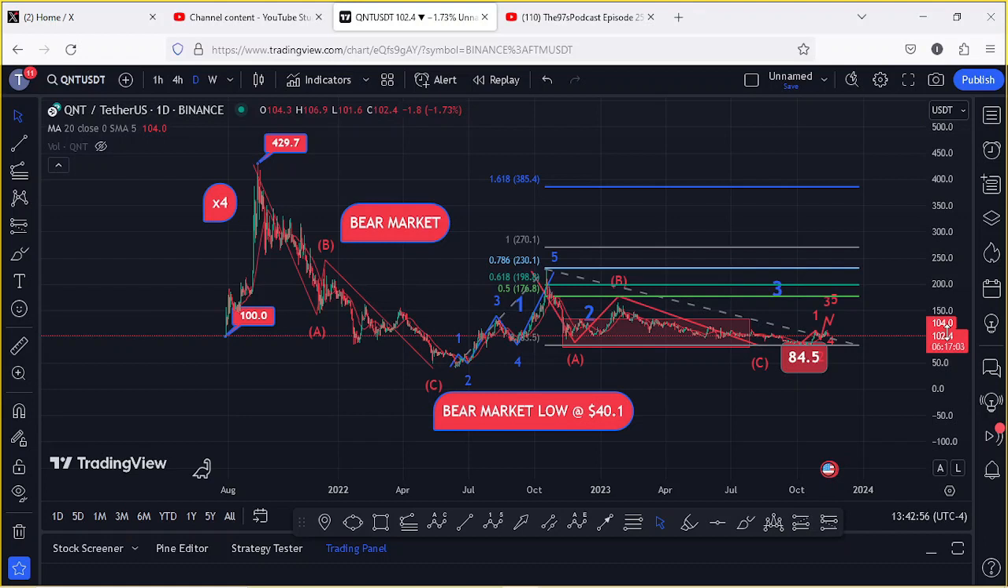So that is what I'm keeping my eyes on in the short term and also in the long term here on the QNT chart.